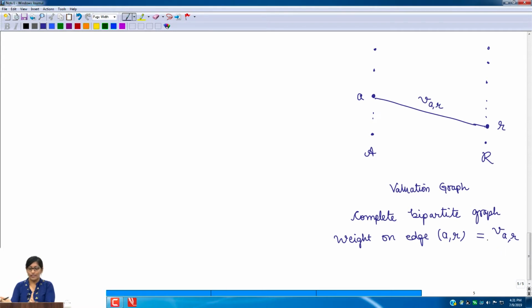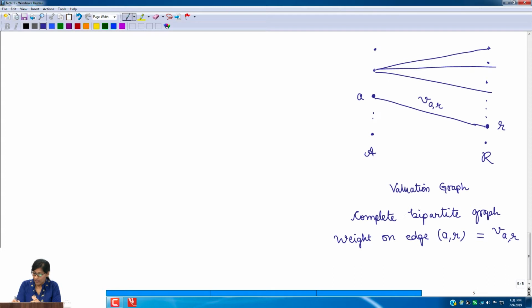Okay. So why is it complete? Because you have n edges going from each agent to each room. So basically you have all possible edges.